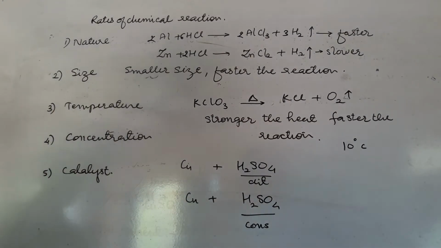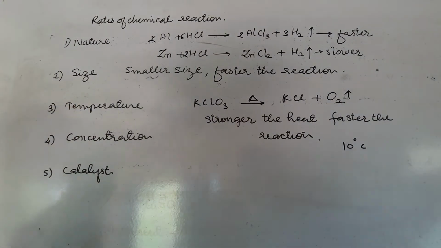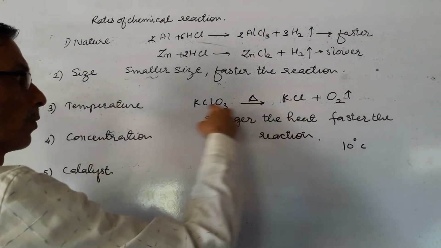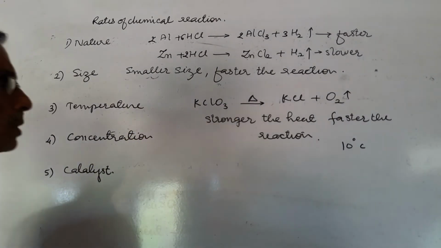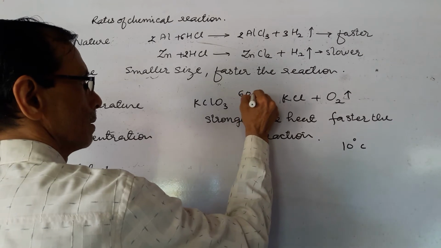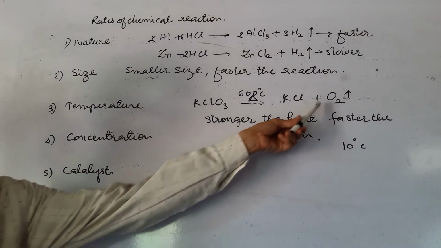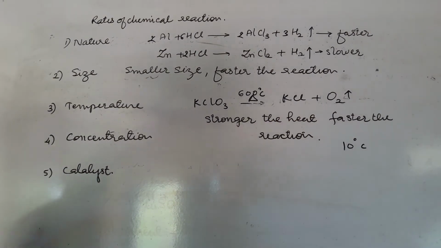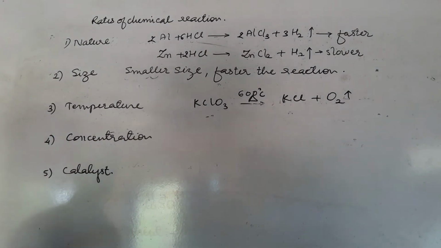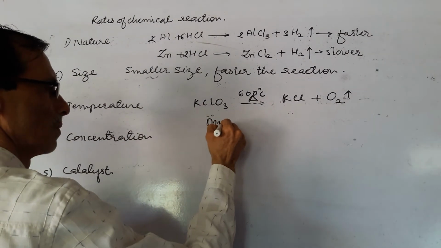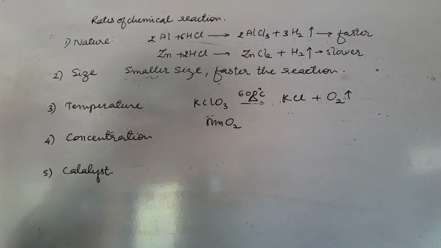And lastly, catalyst. We know that in the preparation of oxygen, we take potassium chloride and we heat potassium chloride at about 600 degrees Celsius. Even then you find that oxygen comes slowly, small bubbles will come. But at the same time, if you use manganese dioxide as a catalyst, the reaction will take place faster.